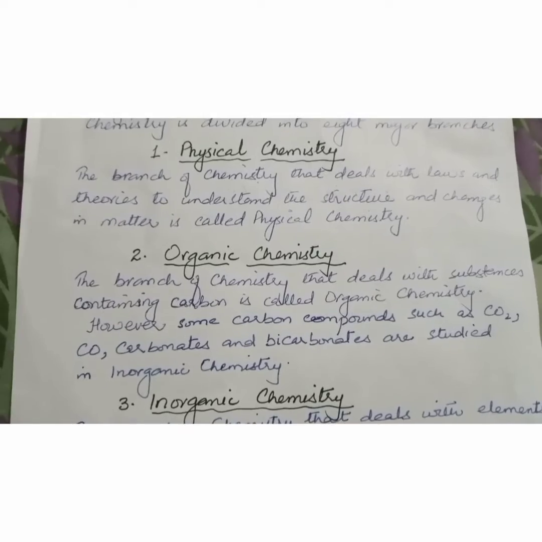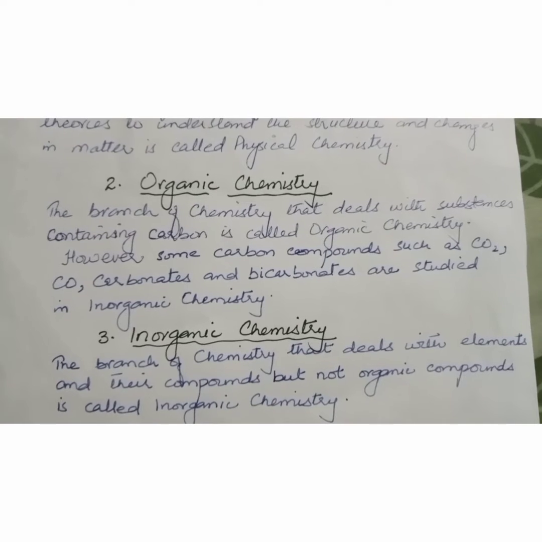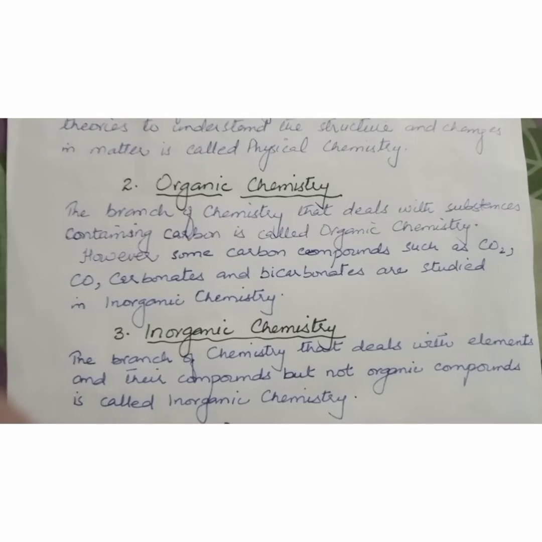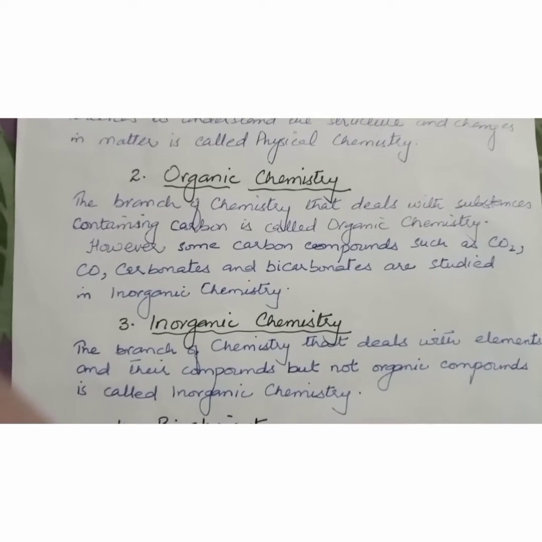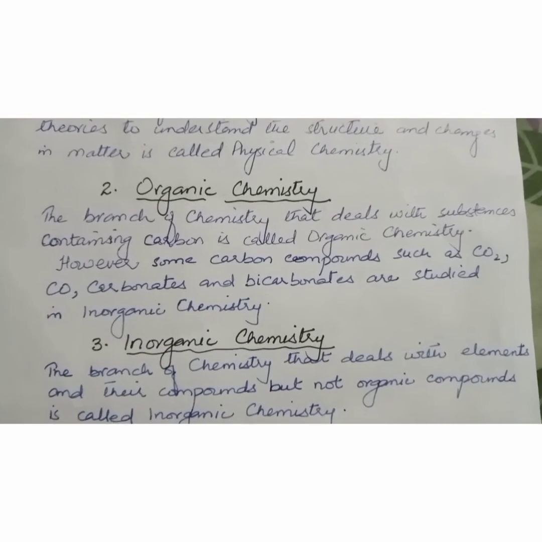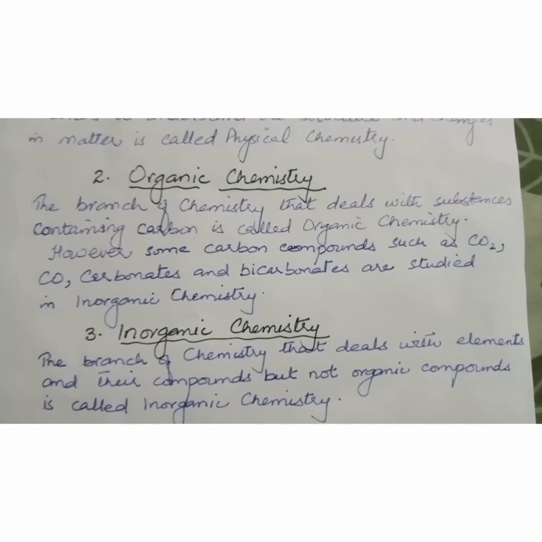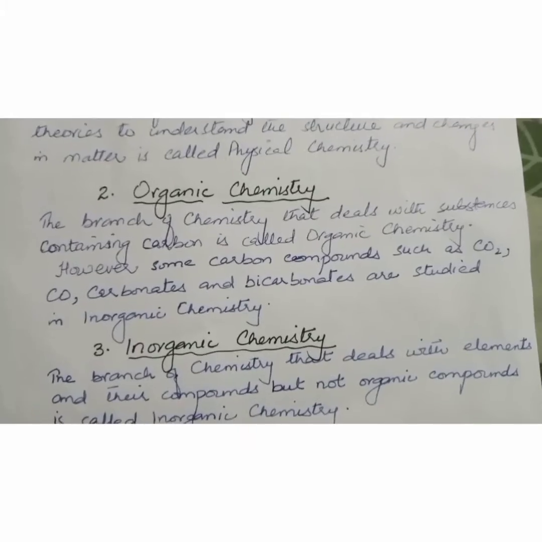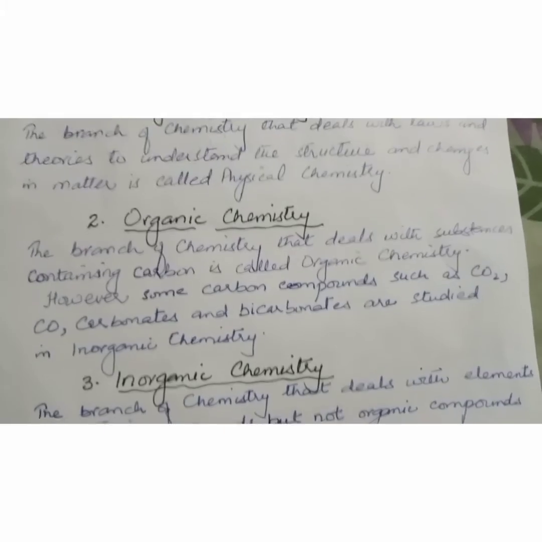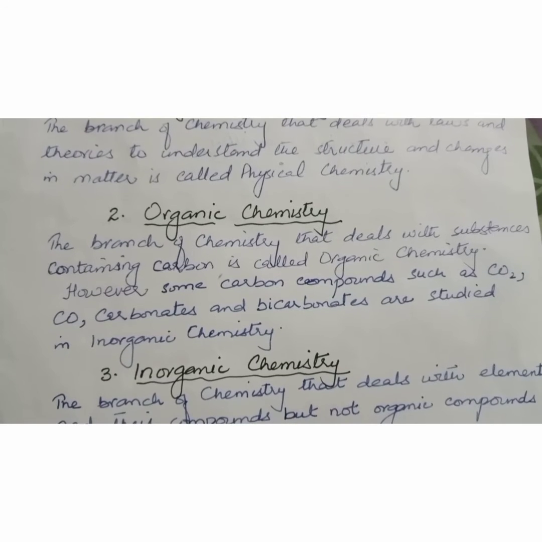Number 2 is organic chemistry. Now what is organic chemistry? The branch of chemistry that deals with the substances containing carbon is called organic chemistry. Now, students, diamond has carbon. It is an example of organic chemistry. However, students, there are some carbon compounds such as carbon dioxide, carbon monoxide, carbonates, and bicarbonates. They are studied in inorganic chemistry.